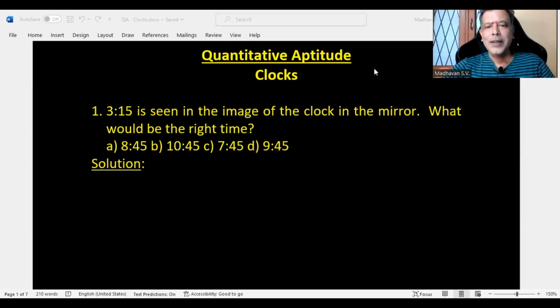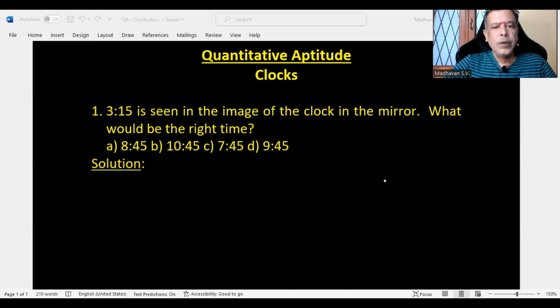Hello everyone. In continuation of our quantitative aptitude, the next topic we are going to see is clocks. So first question, 3:15 is seen in the image of the clock in the mirror. What would be the right time? Here we have been given four options. We need to select the correct one.